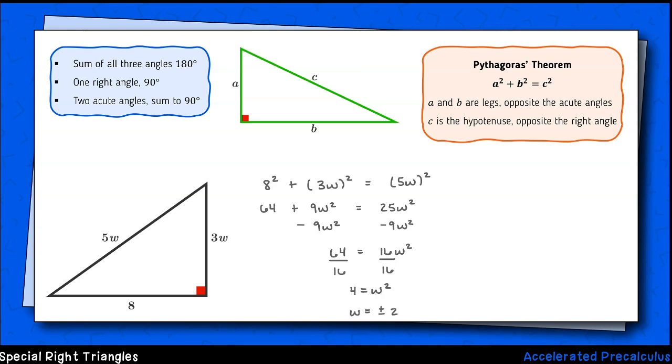This means that w can be positive or negative 2. Since we're looking at geometric measurements, we'll take the positive solution, and that makes w equal to 2. Replacing w equals 2 into the measurements of the triangle, I have 2 legs, 8 and 6, and a hypotenuse, 10.